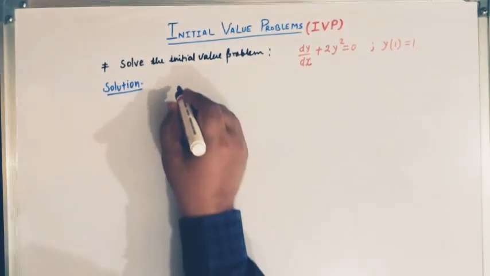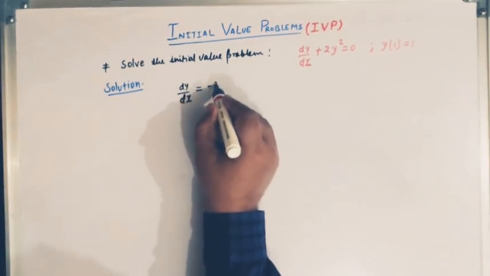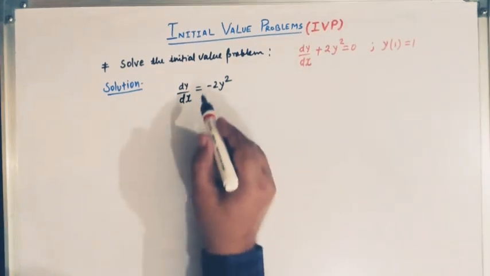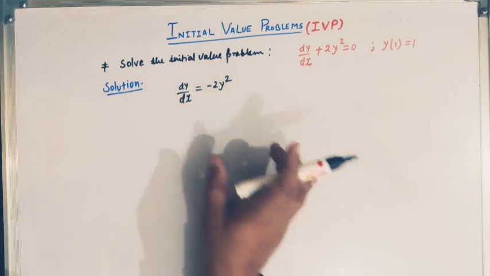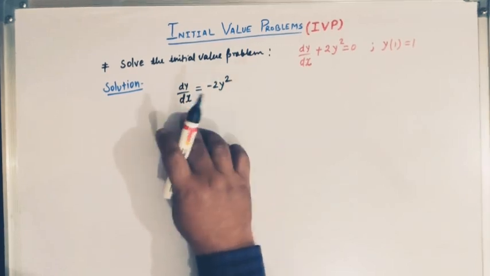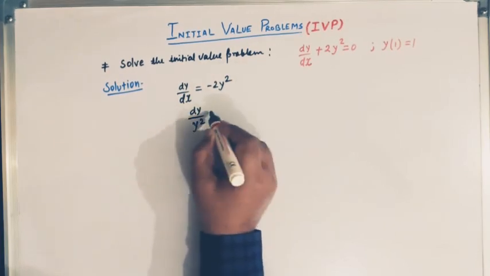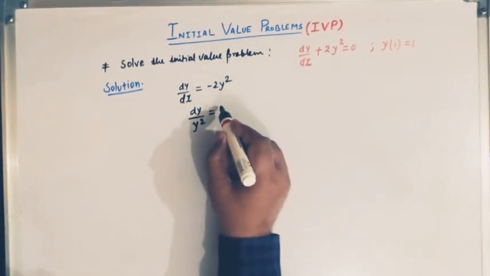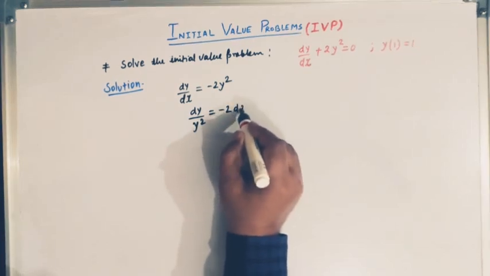Now this differential equation can be written as dy over dx equal to minus 2y square, taking this 2y square to the right hand side. And now we see that this differential equation assumes the form of the variable separable form, right? So we can separate the variables, so we can write dy over y square, and retaining this minus 2 in the right hand side, we can write it as minus 2 dx, right?